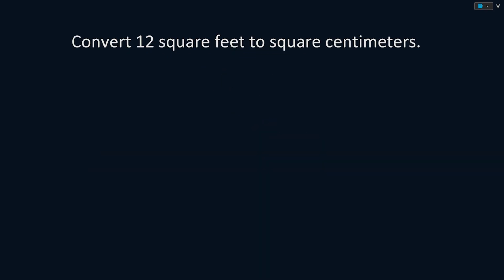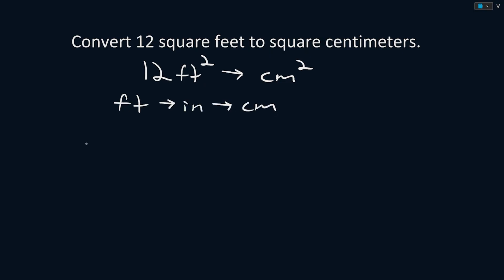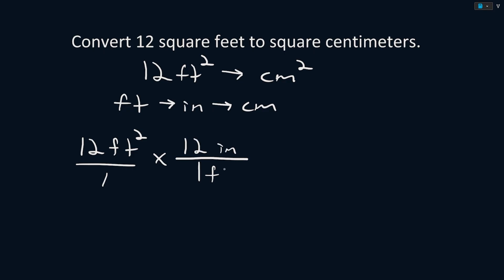Convert 12 square feet to square centimeters. We'll start by identifying our values. We were given 12 square feet, and we want to convert to square centimeters. In order to do this, we need to go from feet to inches to centimeters. So to write out our conversion factor multiplication, we need to start with our given value, 12 square feet, over 1, and multiply by our unit conversion that cancels out the feet to leave us with inches. This is that there are 12 inches in every 1 foot.